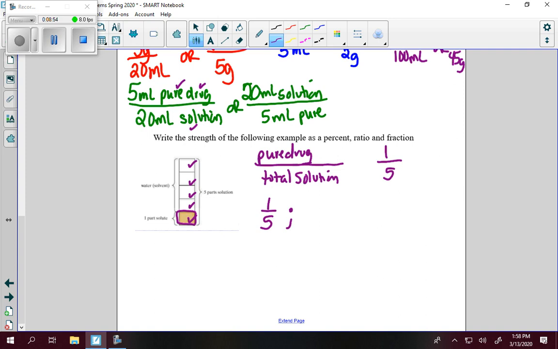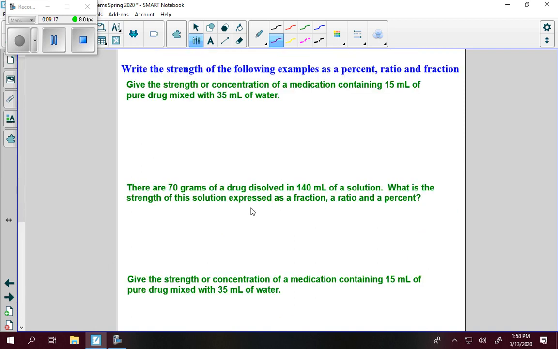My ratio would just have dots in it, so it would be 1 to 5. And my percentage would just be 1 divided by 5 times 100. And we have to times it by 100 because that would put it into percents. And you would get 20%. Awesome? Okay. So right here, if we write the strength of the following examples as a percent, ratio, and fraction, I want you to pause the video and see if you can do this. And then when you unpause it, you can see if you've done it correctly.